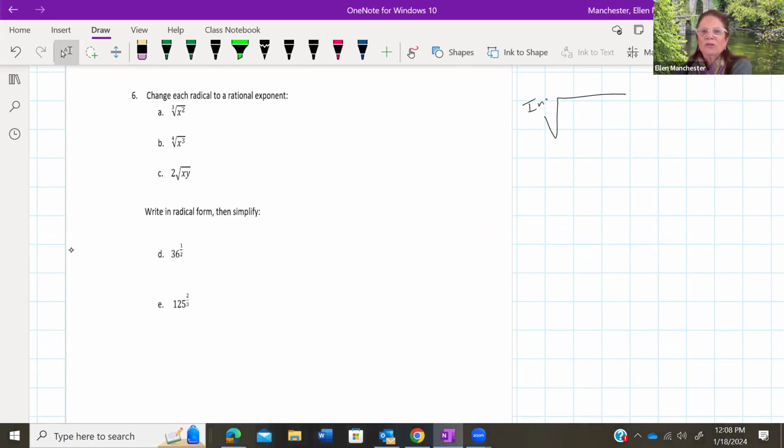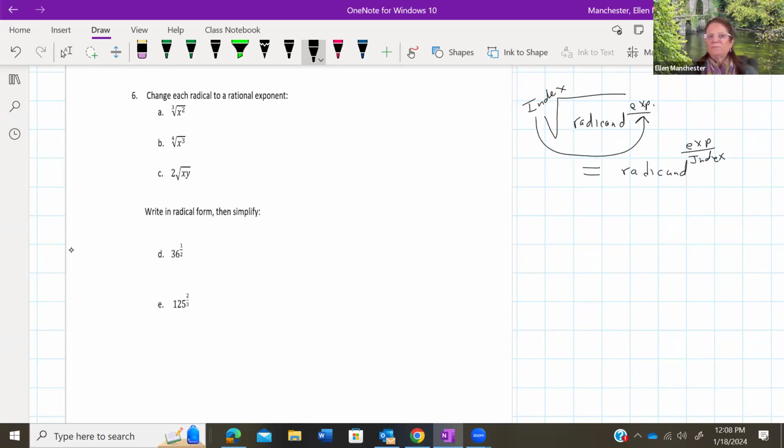So here is the general layout. Your index is the number here. If there's no number, it's a 2. So cube root, square root, fourth root, fifth root. The radicand is here. And then the exponent is here. Okay. So the way it changes is the radicand is your base. The exponent is the numerator, and the index is the denominator. Okay, so you literally take the index, you put it right underneath your exponent.